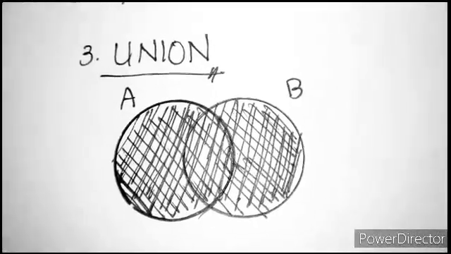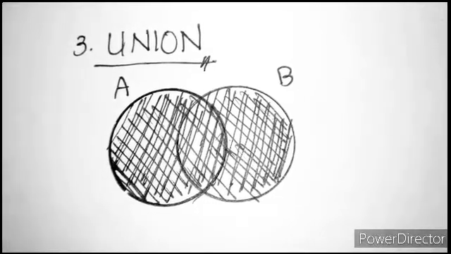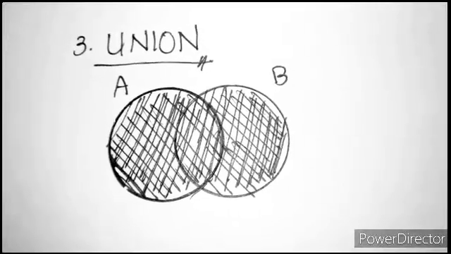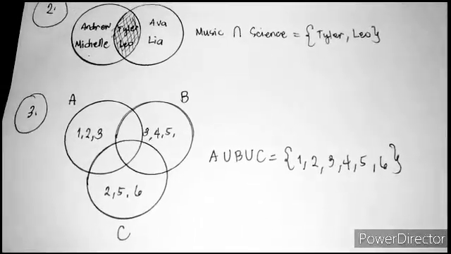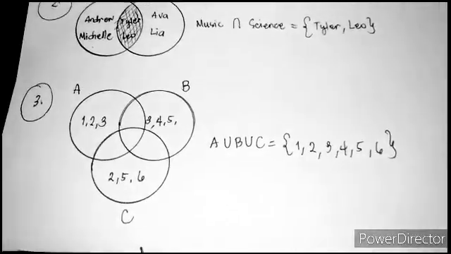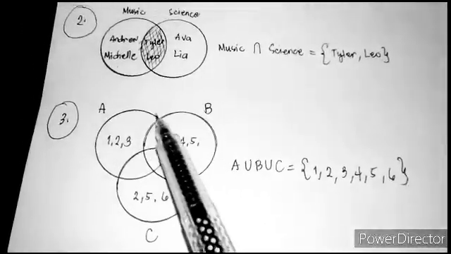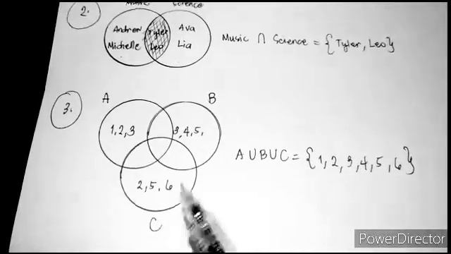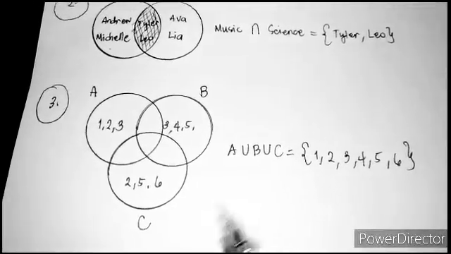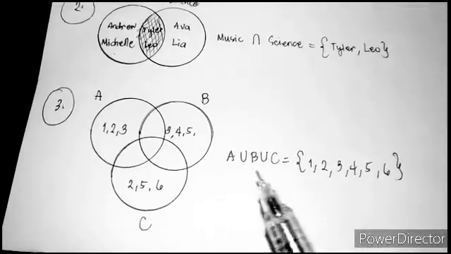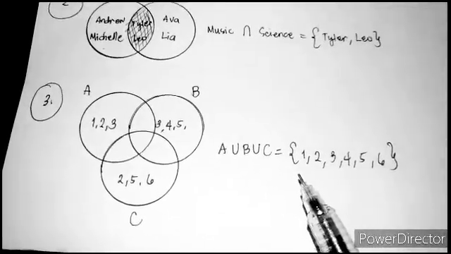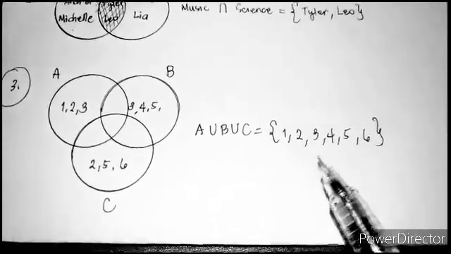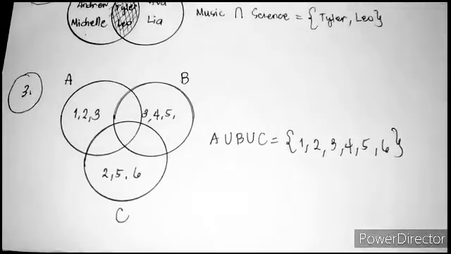The third one is union, the set of elements that are contained in either set, only included once. For example, we have three sets here, set A, set B, and set C. In set A, we have 1, 2, 3. In set B, we have 3, 4, 5. In set C, we have 2, 5, 6. The question: what is the union of A, B, and C? The union of A, B, and C is 1, 2, 3, 4, 5, and 6.